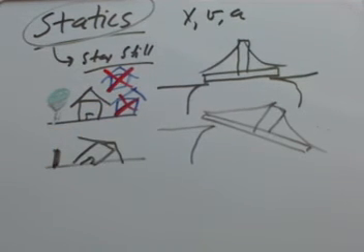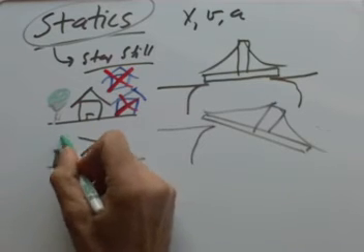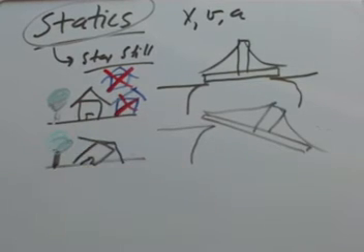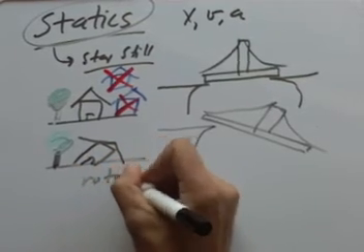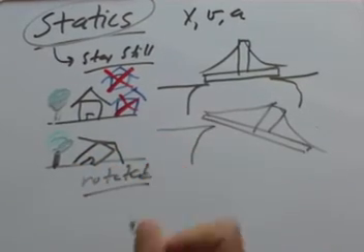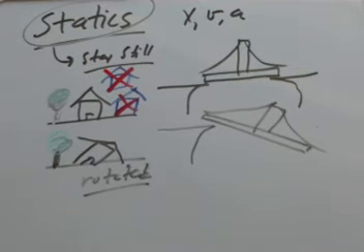There hasn't been any translation. So maybe I am ensuring that the x and y accelerations are 0. But what has the house done? Well, it has rotated. We want to make sure that doesn't happen either. So that's the third aspect about statics: you want to make sure that the object can't rotate either.